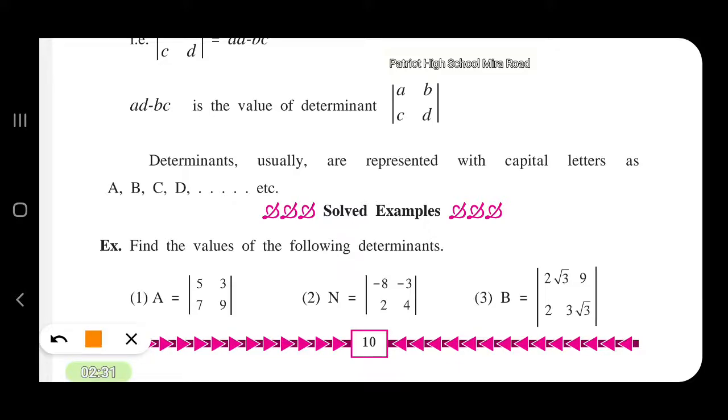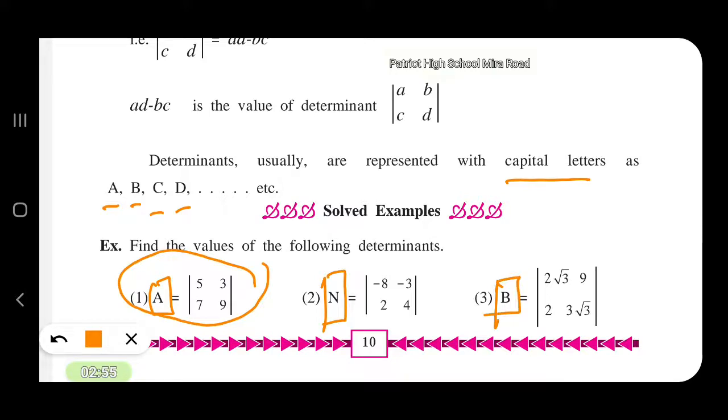Determinants are usually represented with capital letters such as A, B, C or D, or any other letter, but it has to be a capital. In the way this is, A is equal to 5, 3, 7, 9. So A has to be capital, N has to be capital, B has to be capital. Now we will find the values of these determinants.